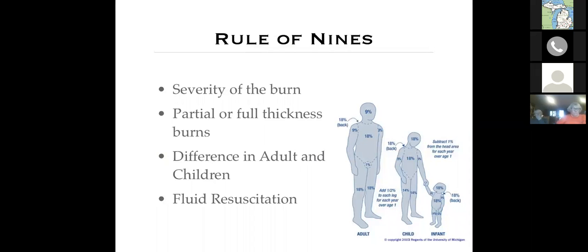So now we go to the rule of nines. This is how we calculate the severity of the burn.